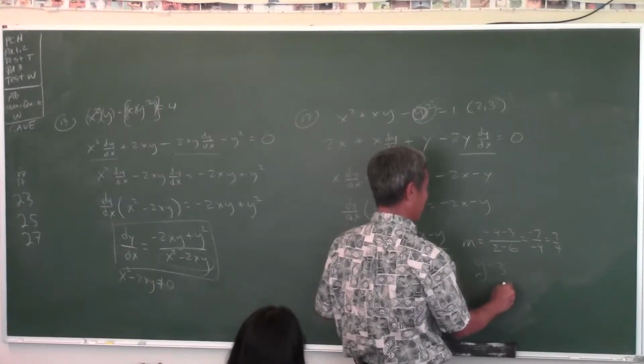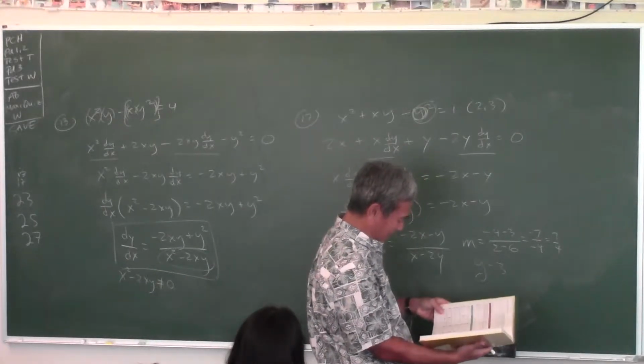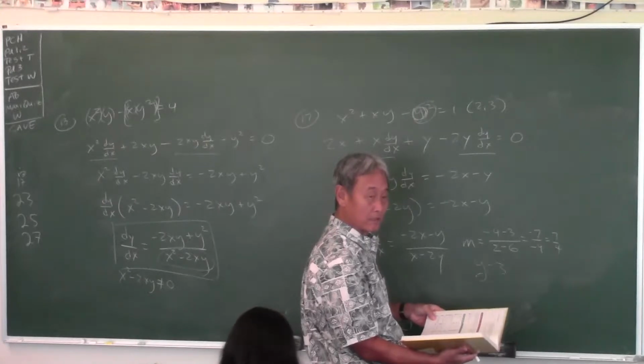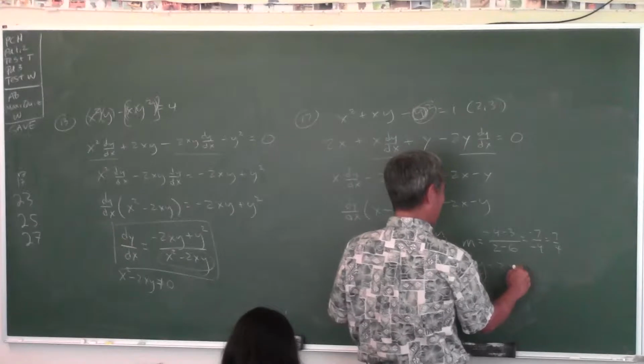Do we have the equation? Isn't that what it says? Let me look. I thought it just said the slope. It says find the tangent and normal line, my bad. I thought it just said the slope. y minus 3 equals 7/4.